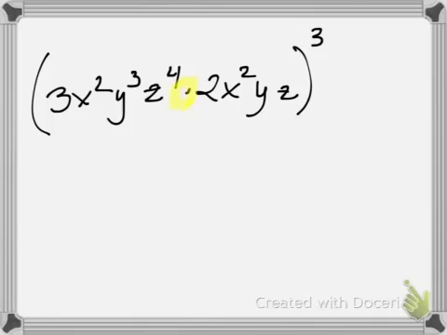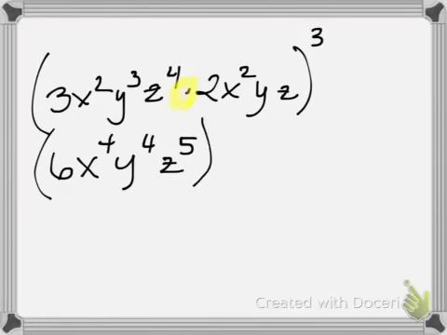You can do one of two ways. I can work the inside first. That's what I'm going to do. Work the inside first. 3 times 2 is what? 6. Okay, x squared times x squared is x to the 4th power. Y cubed times y is y to the 4th power. Z to the 4th power times z is z to the 5th power. All of that is cubed.